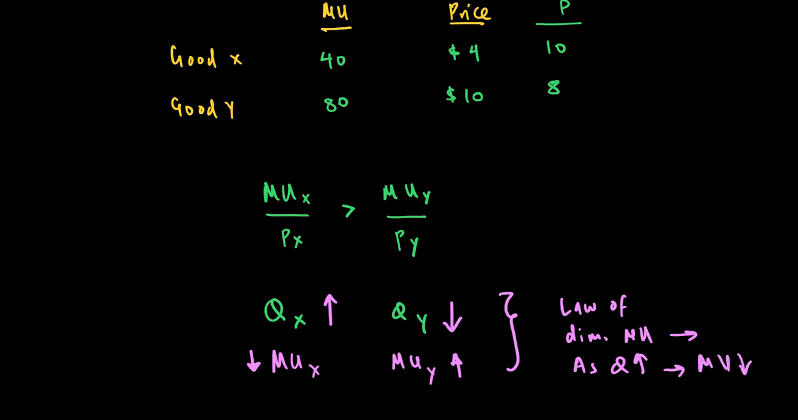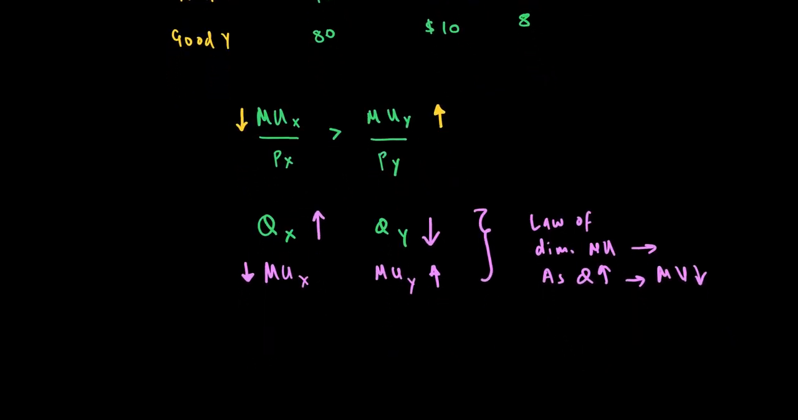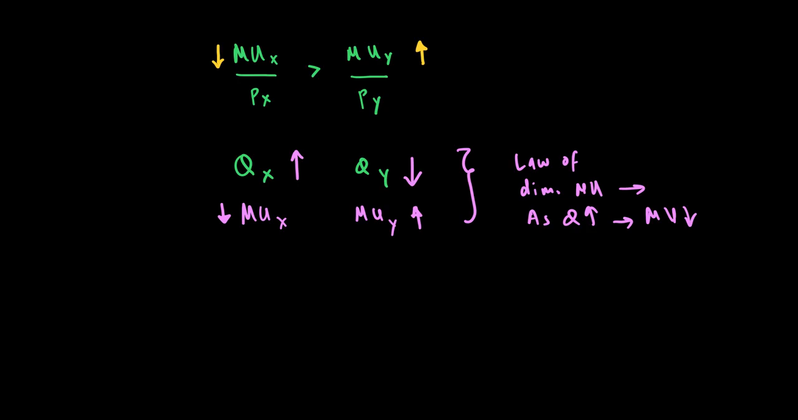So the left hand side will start to fall because you're buying more of it, but the right hand side will start to rise because you're buying less of it. But as long as this inequality stays as is, which is that you get more per dollar spent for good X than Y, you will keep on substituting. You will keep on buying more of X and less of Y. And this substitution will ultimately lead to a scenario where MUX over price of X becomes equal to MUY over price of Y.